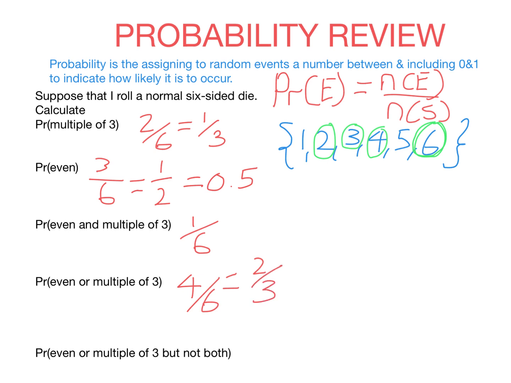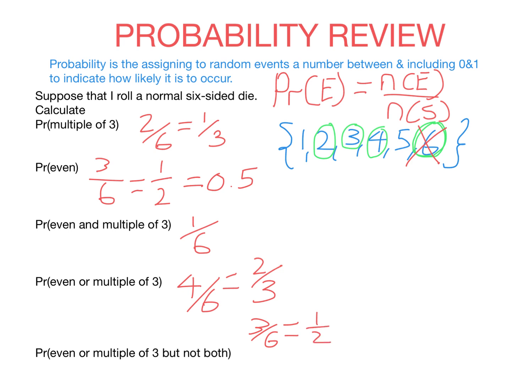All right, what's the probability that it's even or a multiple of 3 but not both? Well, I still have these outcomes, except this time I'm not going to include 6 because 6 is both even and a multiple of 3. And the question said don't include both. So I'm left with 3 possible outcomes out of 6 in total, which simplifies to a half.